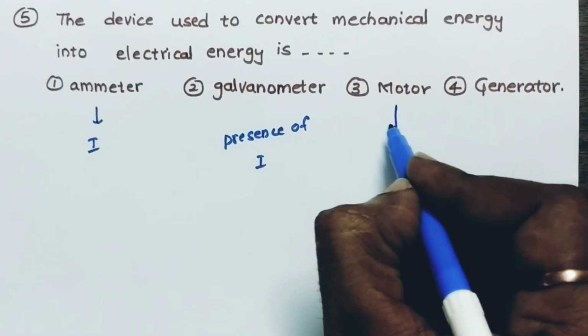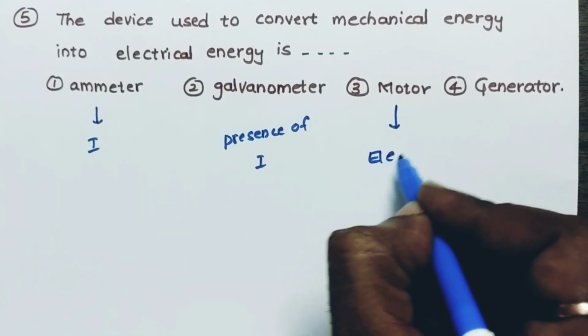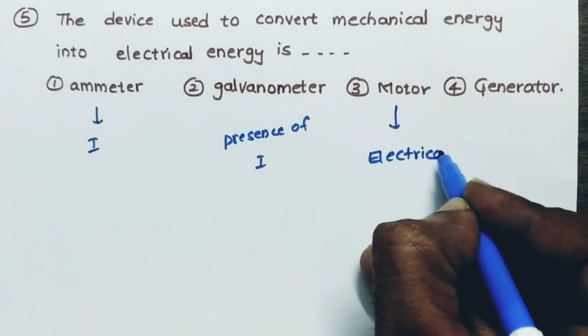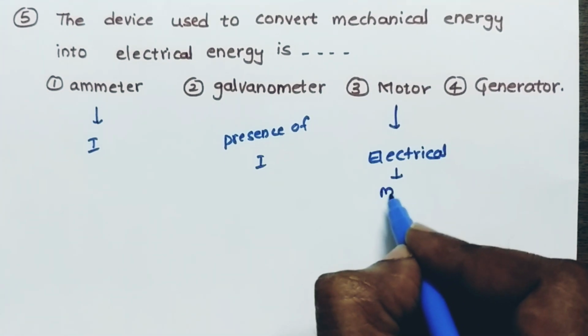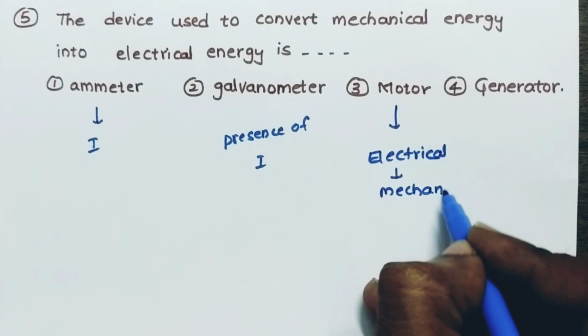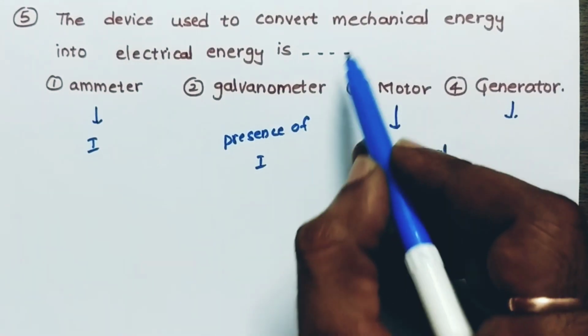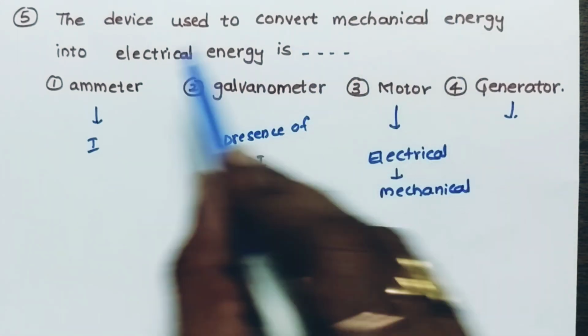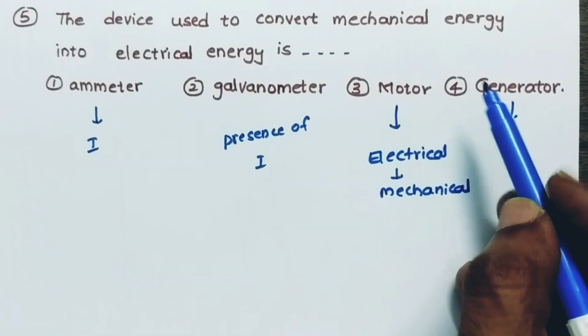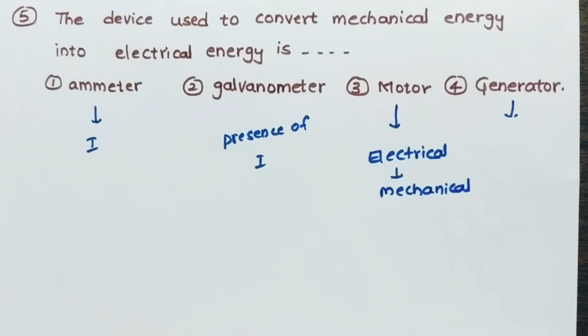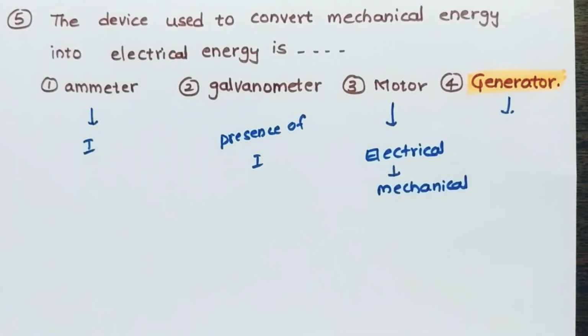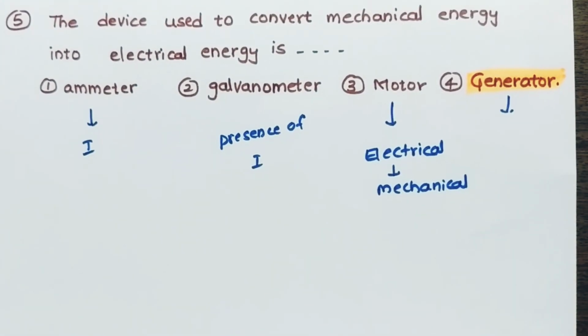And motor means it converts electrical energy into mechanical energy. So this is not the answer. And generator is the instrument which converts mechanical energy into electrical energy. So generator is the correct answer. So generator, option 4 is correct.